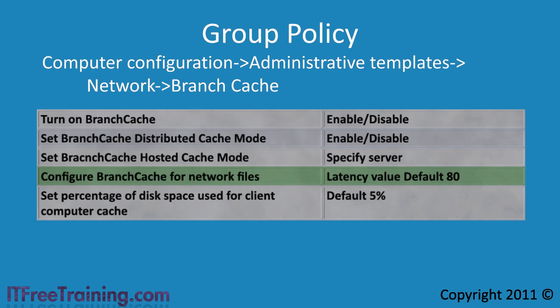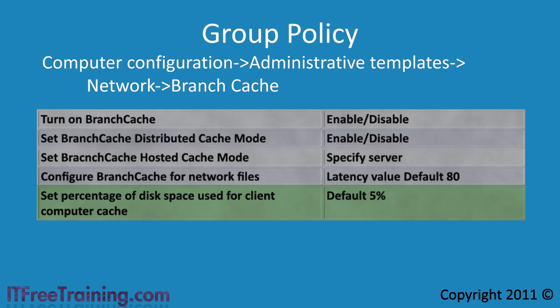If you want to stop BranchCache from operating, then set the value really high. The last setting, set percentage of disk space used for client computer cache, is the percentage of hard disk space that BranchCache will use to store files. The default is 5%. This is worked out from the total hard disk space, not the available free space.